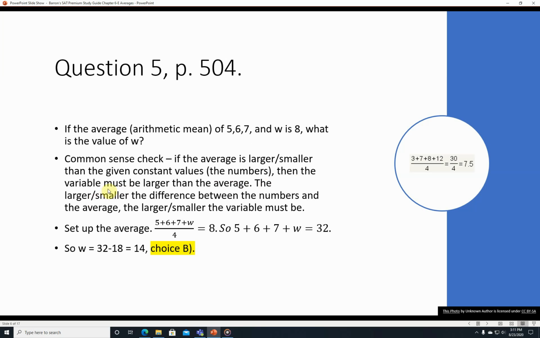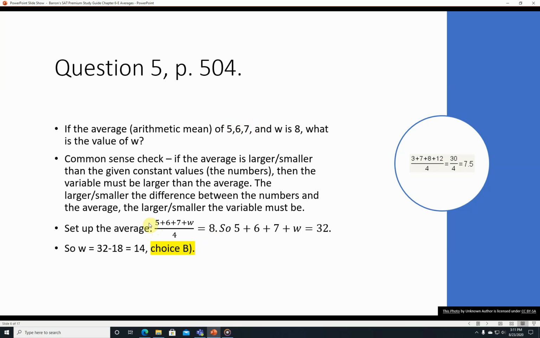The larger or smaller the difference between the numbers and the average, the larger or smaller the variable must be. Since this is not a huge difference, I would not expect W to be tremendous. But well, okay, 7 plus 1 is 8, 6 plus 2 is 8, 5 plus 3 is 8. So it has to make that up. You could just go, well, W is going to be 8 plus 1 plus 2 plus 3. That's 8 plus 3 is 11, plus 3 is 14.